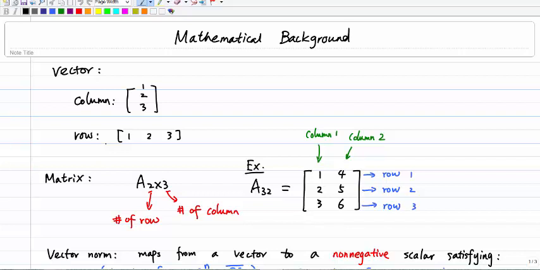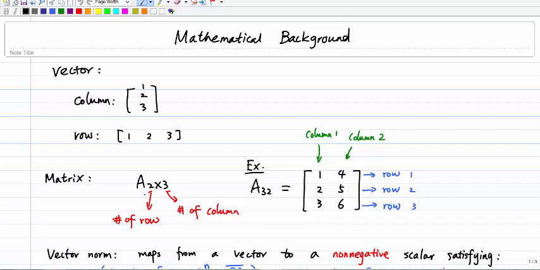Okay. So a matrix is a little bit more general. We have more than one row and typically more than one column. So you can see the vector is a special case of the matrix. When you have only one column, the matrix becomes a column vector. When we have only one row, the matrix becomes a row vector.